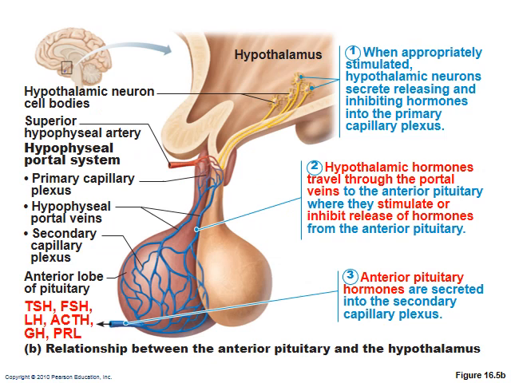Here's a great image from your textbook. You can see the hypothalamus here. You can see the neurons that would go into the posterior pituitary. And then over here, you can see the hypophyseal portal system. So we're saying hormones are going to be released from the hypothalamus. They're going to travel into the bloodstream, and they're going to target the anterior pituitary to release these 6 hormones. And we're going to talk about each one of these in detail.